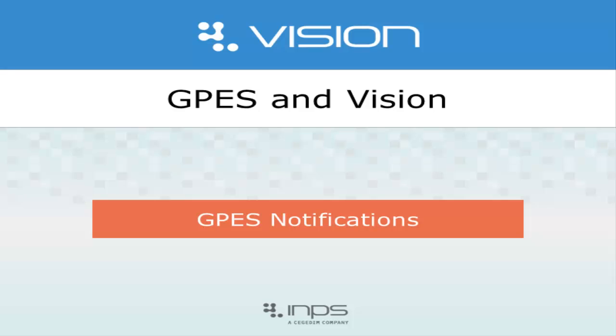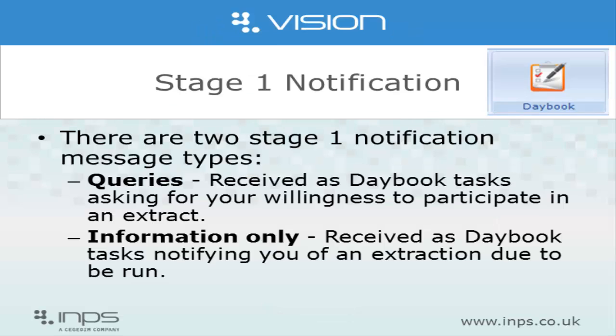GPES notifications. GPES sends permission requests in the form of notification messages which you need to approve before extracts can be run. There are two types of notification messages. Stage 1 notification. There are two Stage 1 notification message types. Queries, received as daybook tasks asking for your willingness to participate in an extract. The task must be processed in order for the extract to be scheduled and run. Information only, received as daybook tasks notifying you of an extraction due to be run.